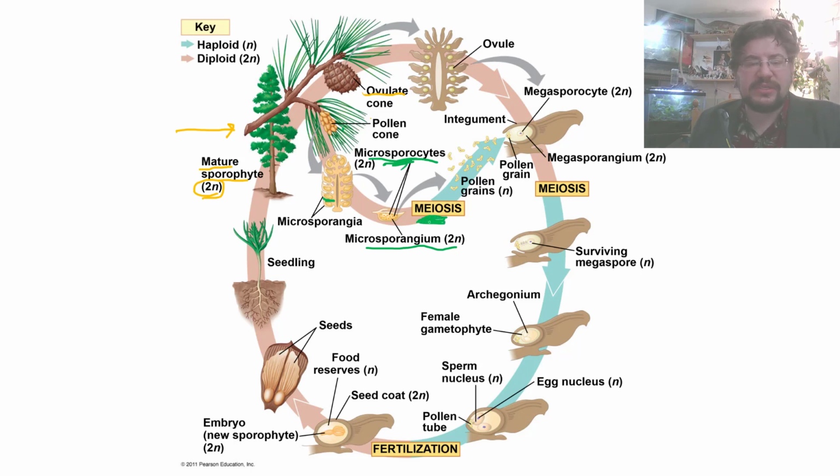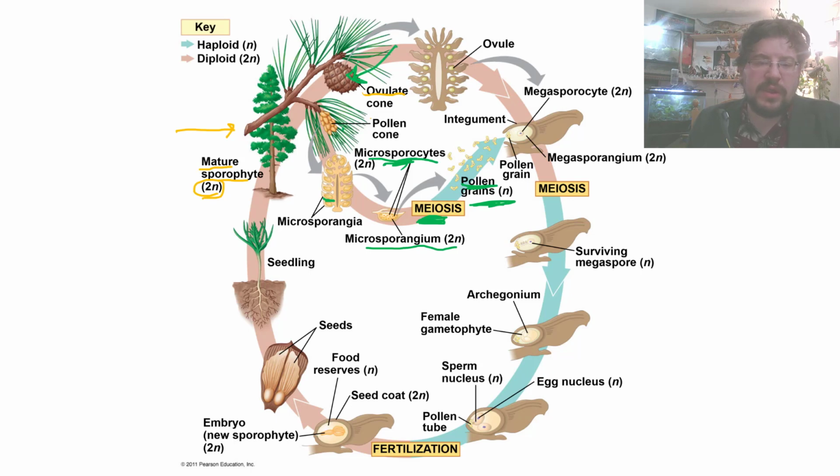Microsporocyte undergoes meiosis to get you the microspore, which develops inside the microspore. We get the development of the gametophyte and the sperm nucleus. And thus, the spore wall containing that structure is the pollen grain.